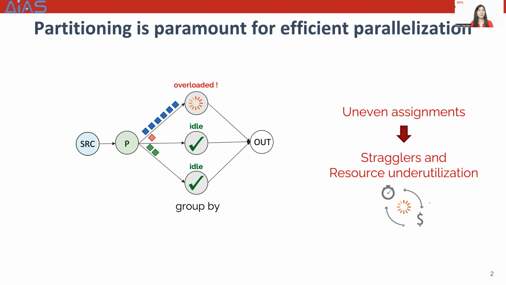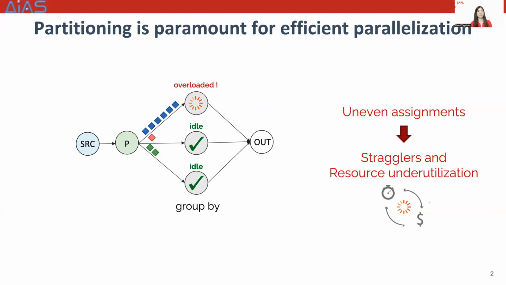Now, since in this case we're doing a group by, the natural way to partition the data would be to do hash partitioning and basically send all of the tuples that have the same partitioning key to the same worker. However, if we do that and the data distribution is skewed, we will end up with some workers being overloaded because they're processing the most frequent keys, while others are being idle waiting for data.